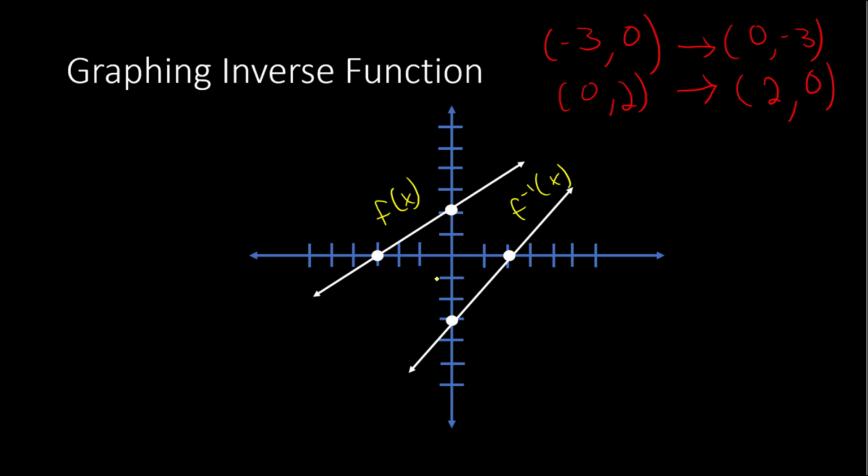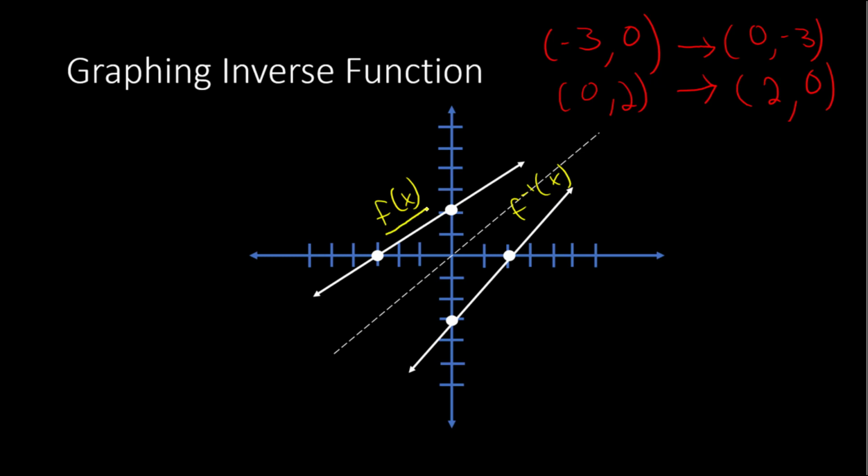And then something to take note of is that if you were to graph the line y equals x, notice right here we have this line, and it's right down the middle in between the function and its inverse. And that's always going to be true with the function and its inverse: the function and the inverse would be reflections across that line. All right, so it doesn't matter what the graph looks like, it's going to be reflected across that line.